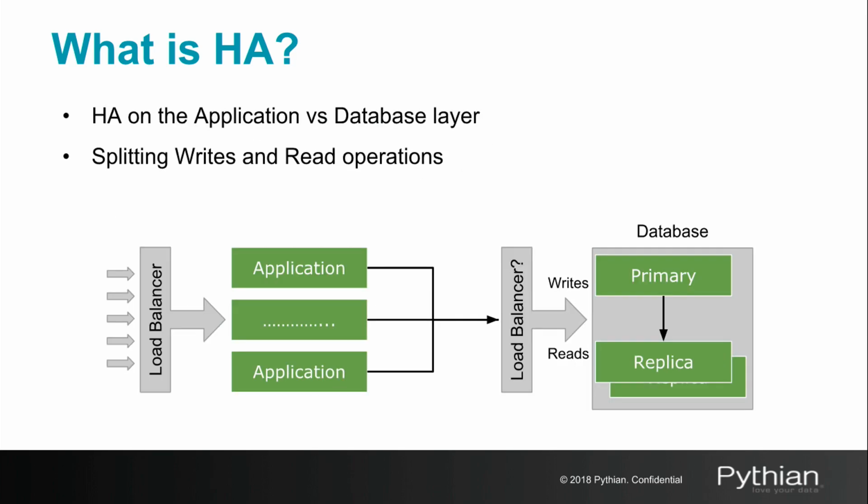How do we improve HA? There are two parts. One of the HA parts is on the application layer, and the second part is on the database layer. Doing HA on the database layer is not as trivial as on the application layer, where we add multiple application servers in front of a load balancer, and then the load balancer just splits the requests via round-robin fashion to the application servers.